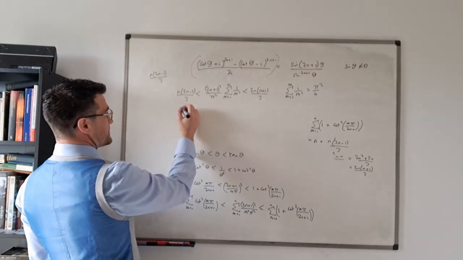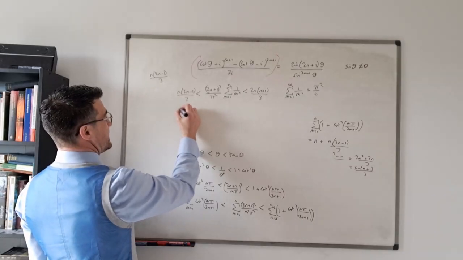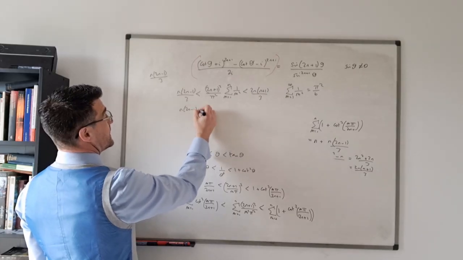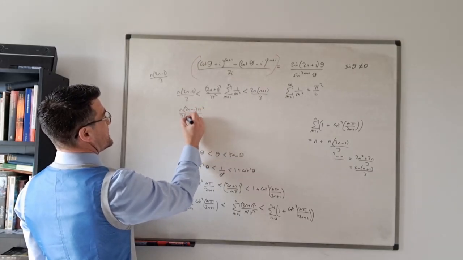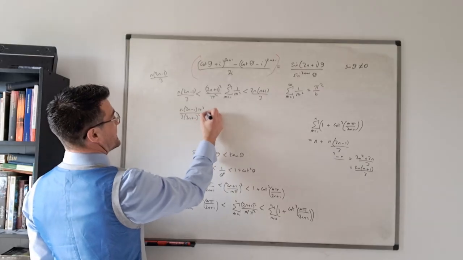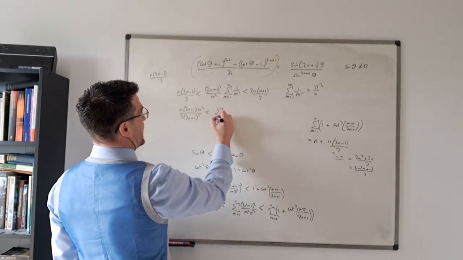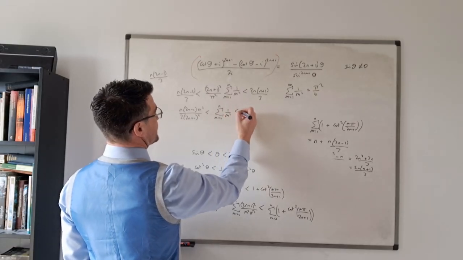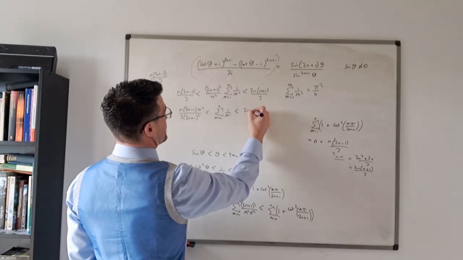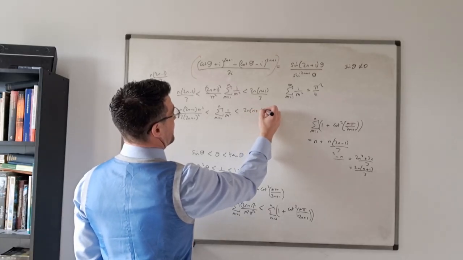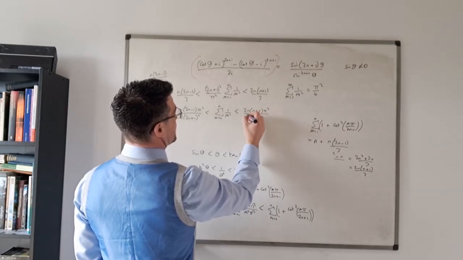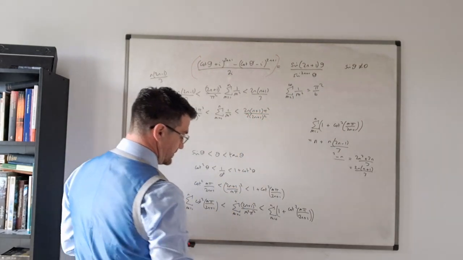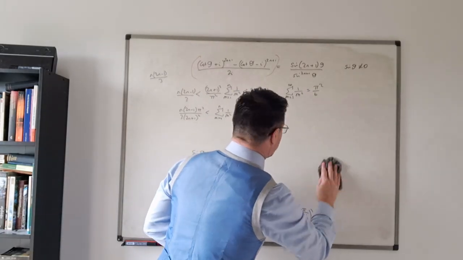Divide through by 2n plus 1 squared, then I get n times 2n minus 1, and don't forget the pi squared as well, over 3 times 2n plus 1 squared is less than the sum from m equals 1 to n of 1 over m squared, which is less than 2n times n plus 1 pi squared over 3 times 2n plus 1 squared. Okay, so that's where we're up to for now.